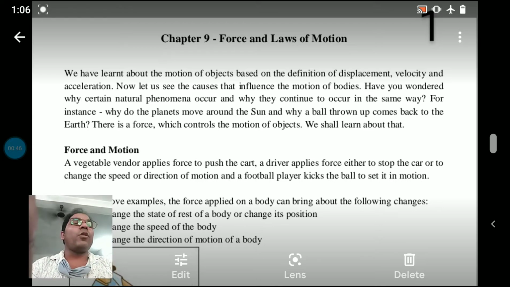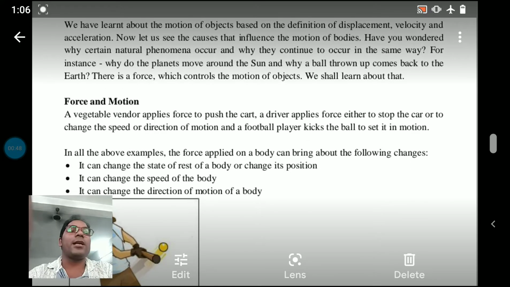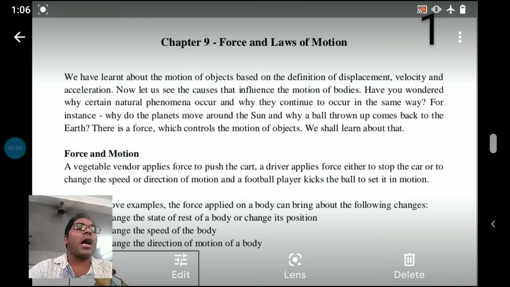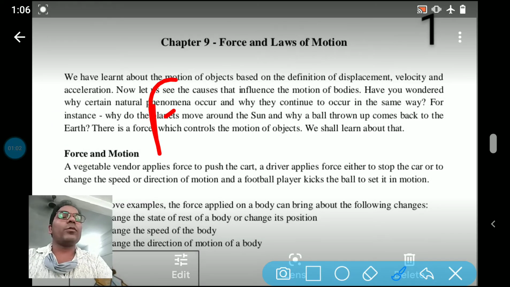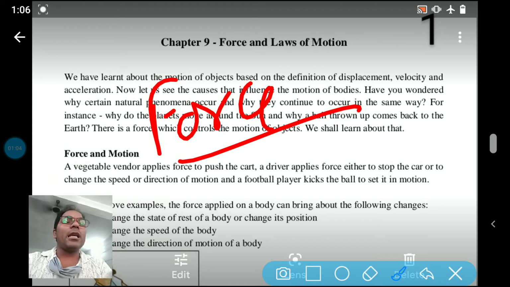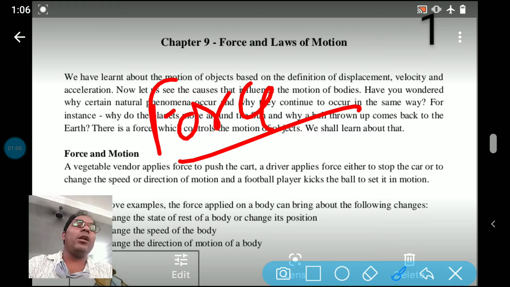This chapter is Force and Laws of Motion. There are some points. What is a force? When we say that there is a force, whatever we push or pull is called force. The definition of force you already know. Anything we pull or push is called force.